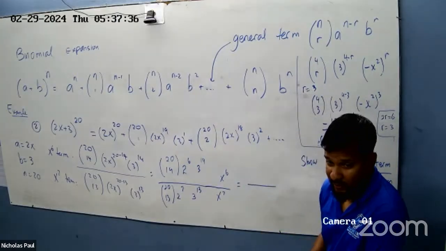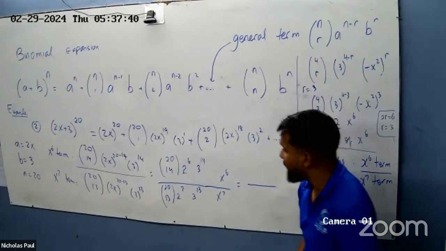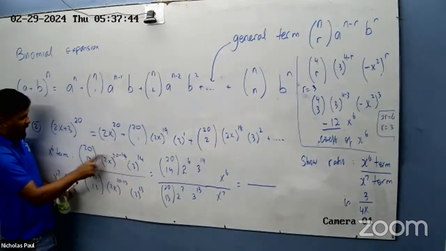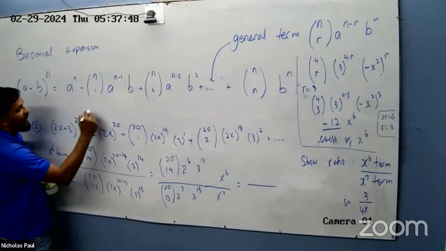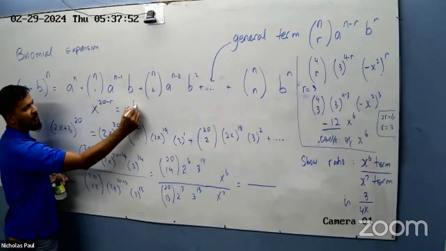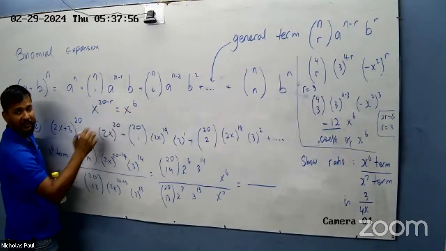I'm a bit confused. I'm not sure how I get 14. Remember it was 20 minus r. And I want to get x to the power 6, right? So if 20 minus r has to be equal to the power 6, these two must be equal, right? So r has to be 14.